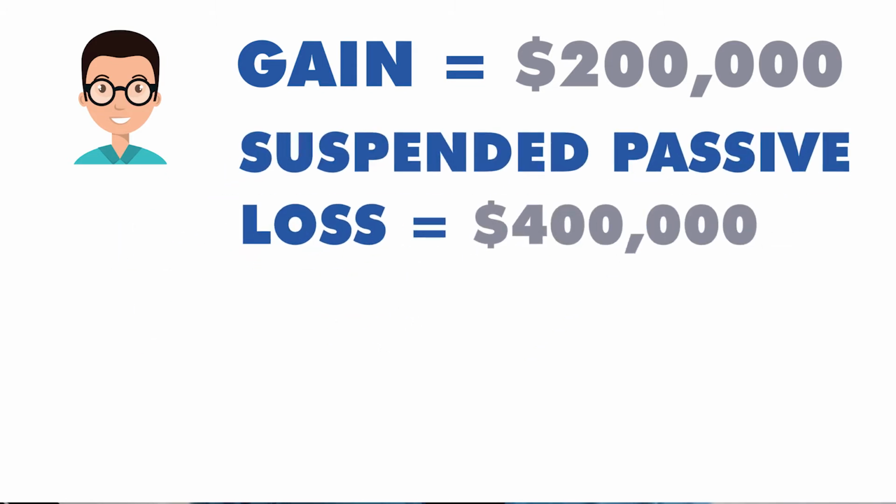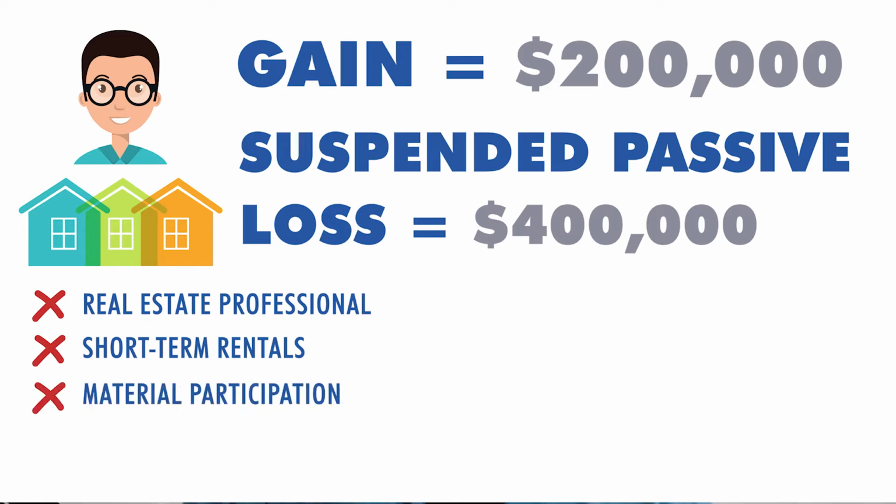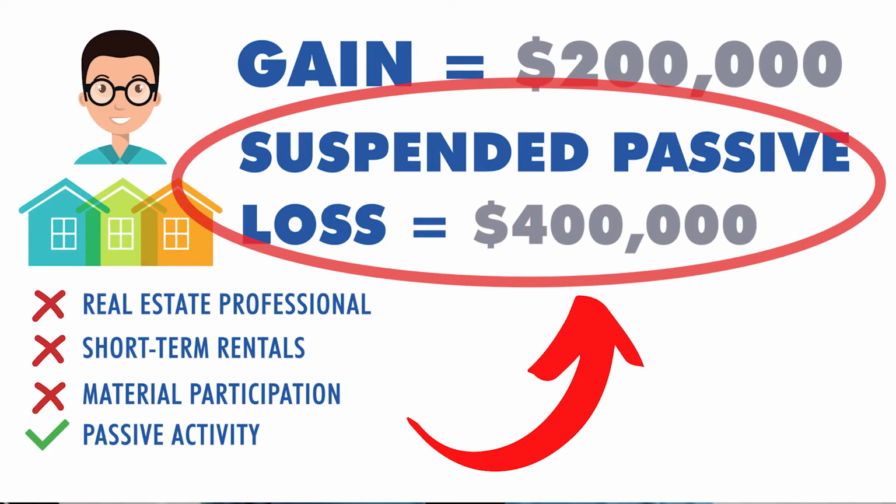So in prior years, he bought rental properties. They were all subject to the passive activity loss rules because he wasn't a real estate professional. He didn't have short-term rentals. He wasn't materially participating. So they were all passive activities, and they created passive losses. Well, those passive losses became suspended, and over time, they really built up into large amounts of suspended passive losses, about $400,000 worth.